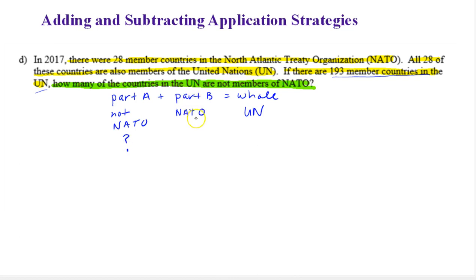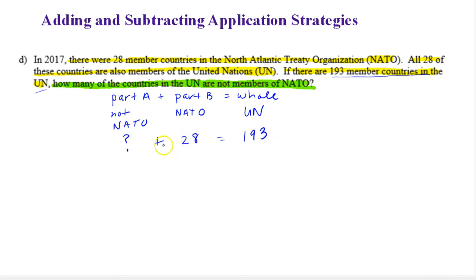The NATO countries, all 28 of these countries, are also members of the United Nations. So the 28 NATO countries are also part of the UN, so this is 28. And we are told there are 193 member countries in the UN. So this is 193. Okay.